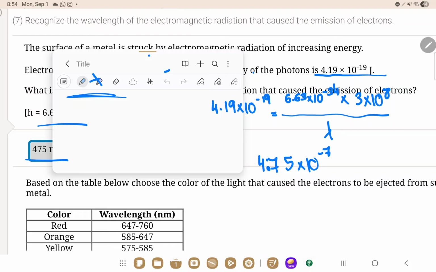Nanometers is negative 9. So to go from meters to nanometers, you have to multiply times 10 to the power 9. Okay? So the negative 7 is going to cancel out, and you're going to be left with 2. So 10 times 10 to the power of 2 becomes 475 nanometers. And that's how you get the answer for the first part.